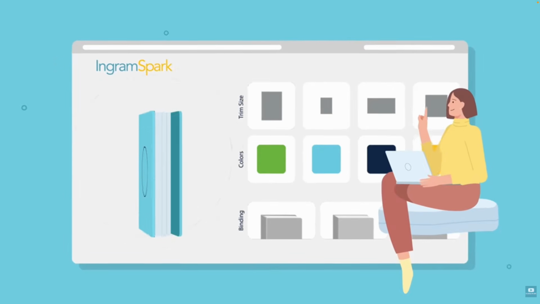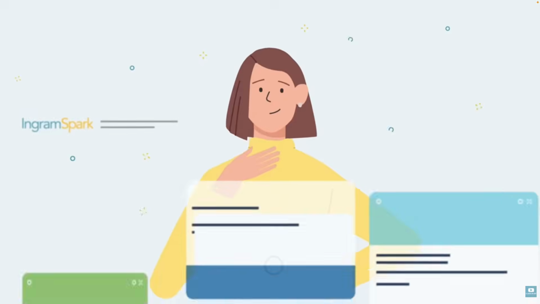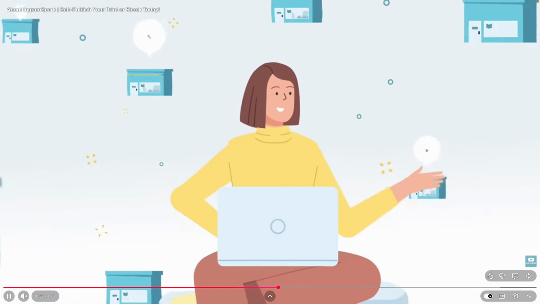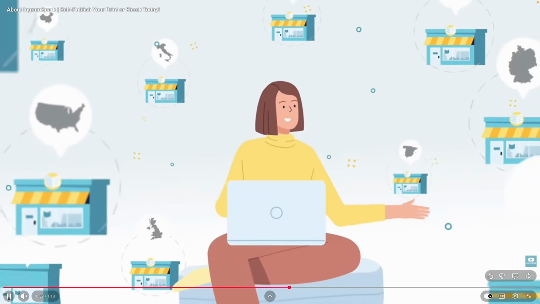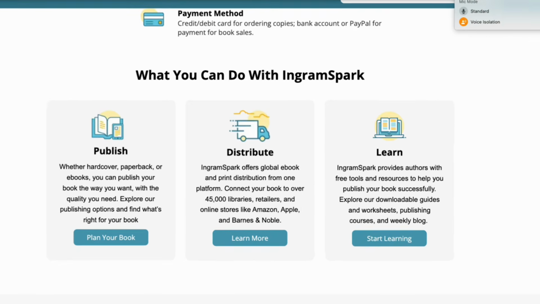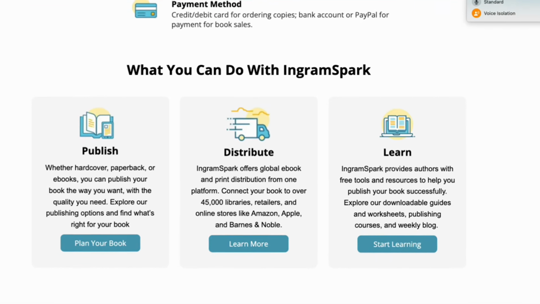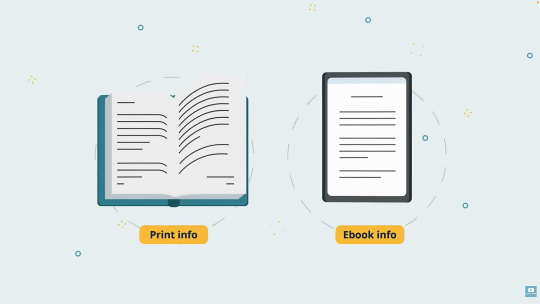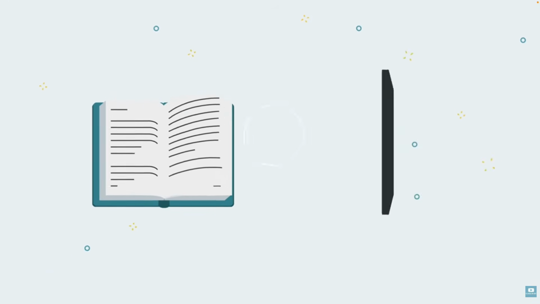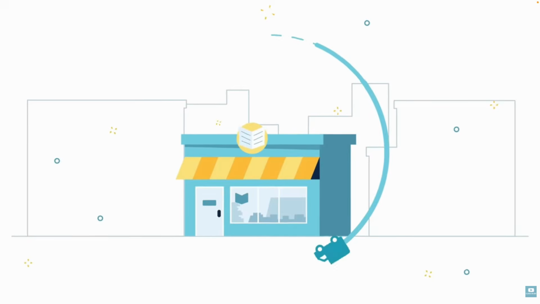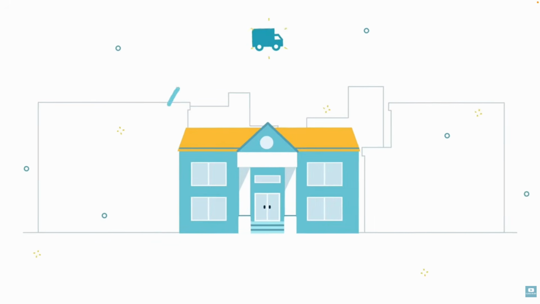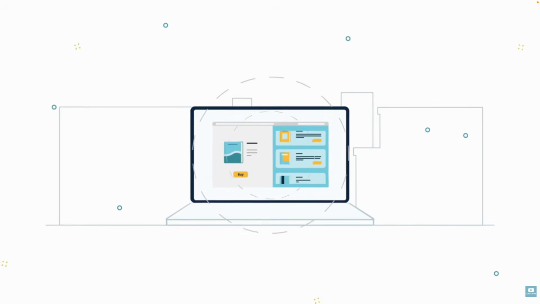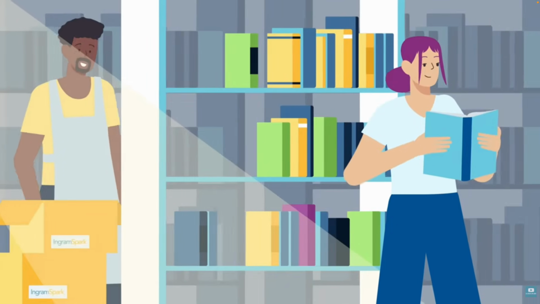Well, IngramSpark allows independent authors and small publishers to print and distribute books globally to places like bookstores, libraries, and online retailers. For example, as it says here, you can connect your book to over 45,000 libraries, retailers, and online stores like Amazon, Apple, and Barnes & Noble. And that's one thing that confused me at first. So if you do publish on IngramSpark, your book will automatically appear on Amazon, but you can, and in my opinion you should, also upload it separately to KDP.